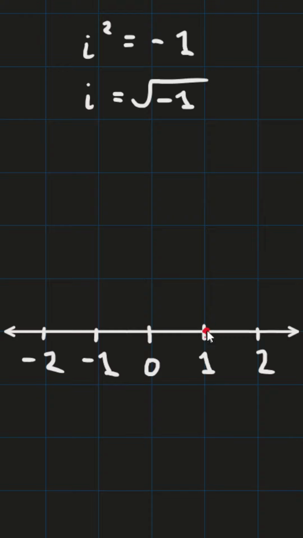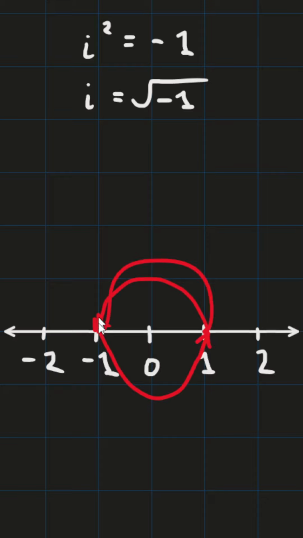So if you start at 1, for example, and multiply by minus 1, if you do it once, you'll end up at minus 1, then if you're here now, multiply again, you'll end up at 1. And you can keep doing that, and you'll keep rotating in a circle.